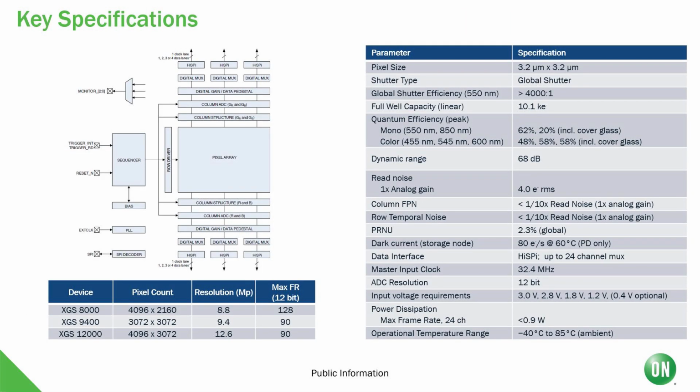Here are some detailed specifications on the XGS family. Note the global shutter efficiency, a ratio of 4,000 to 1, very good linear full well, a proxy for that dynamic range at over 10K electrons, and up to 68 dB for this global shutter device. And this is a 12-bit ADC giving very good resolution for luminance levels.